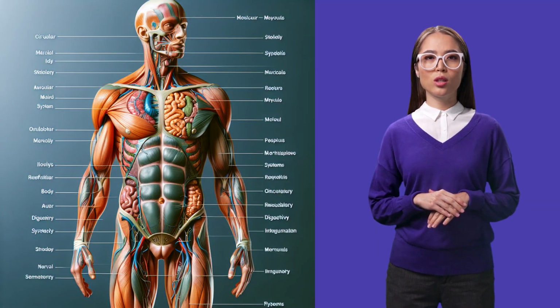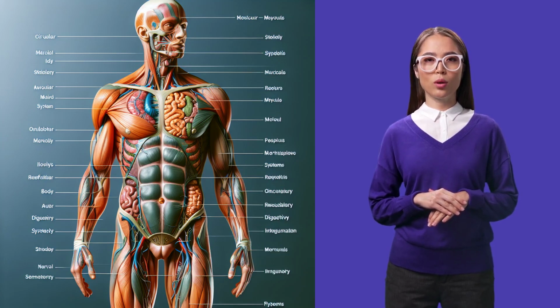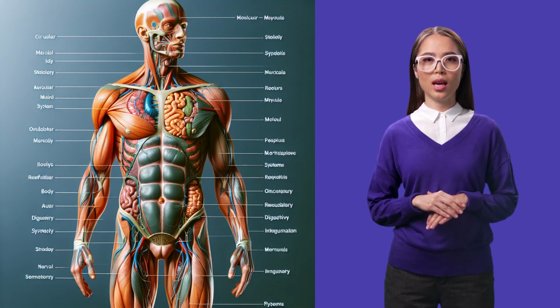Understanding the organization of the human body is essential for clinical practice. For example, when a patient presents with chest pain, you'll use anatomical terminology to describe the location, consider which organ systems might be involved, and communicate these findings to the healthcare team. This knowledge underpins your ability to provide effective and accurate care.